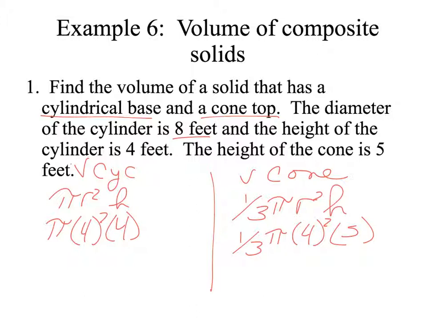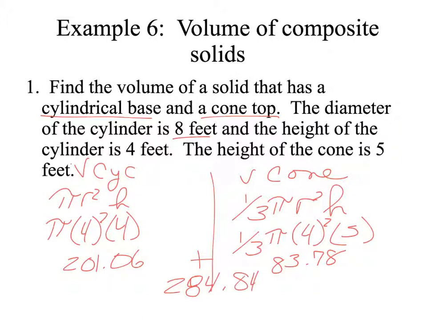So pi times 4 squared times 4, getting 201.06. For my cone, 1/3 times pi times 4 squared times 5, I'm getting 83.78 for my cone. And we want to add the two of them together. So we're going to add that to 201.06 and get a total volume of 284.84 feet cubed.